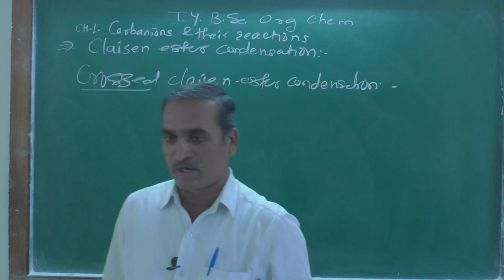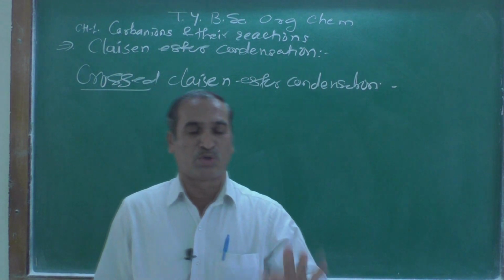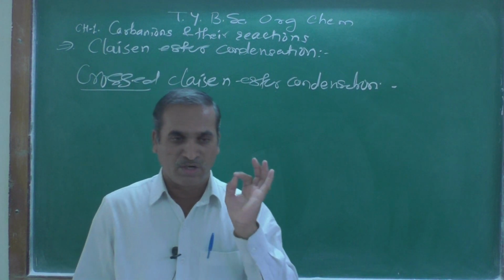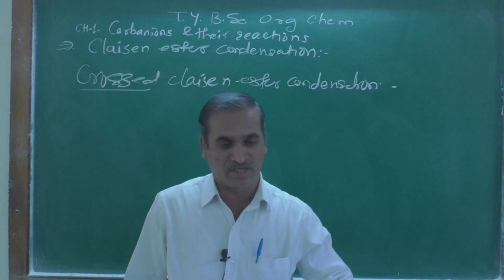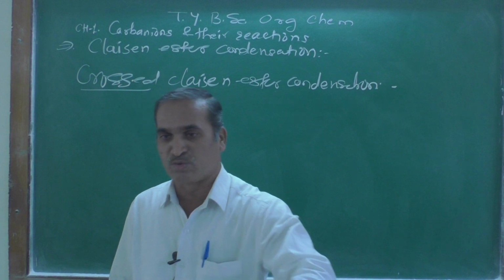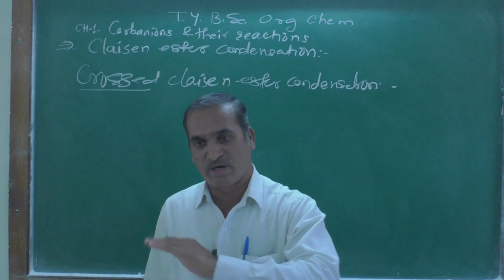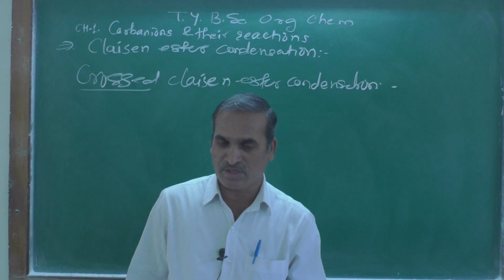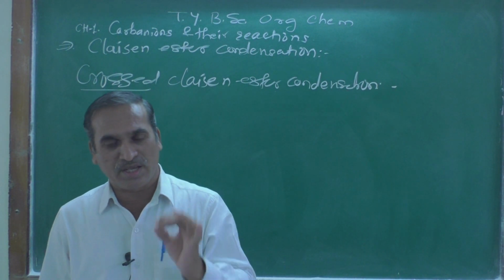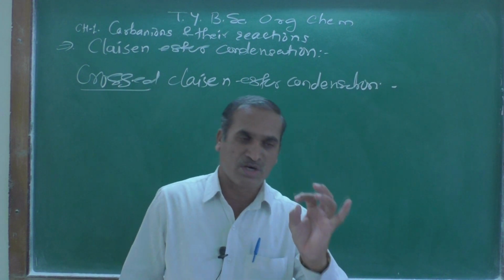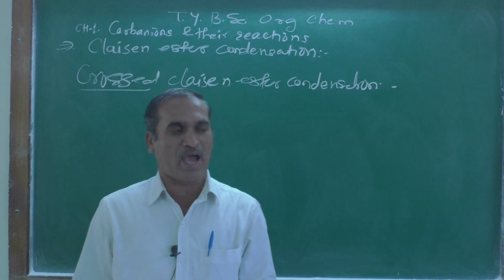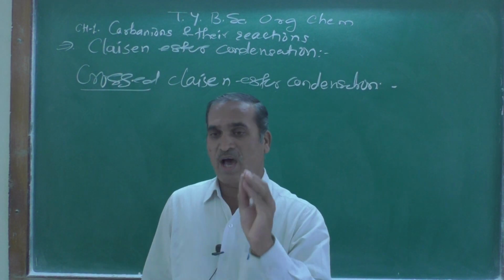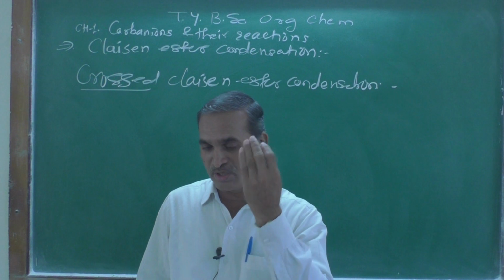In this particular chapter, we are going to learn four famous named reactions. One we already discussed, the second we are discussing right now, and then the third and fourth. The first one is the aldol condensation reaction, the second is the Claisen ester condensation reaction, the third is the Perkin condensation reaction, and the fourth is the Wittig reaction. So these are the four named reactions.